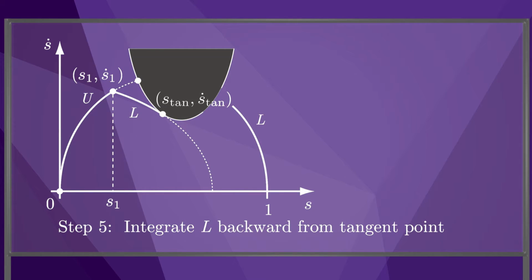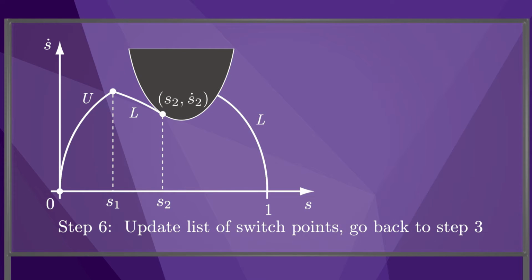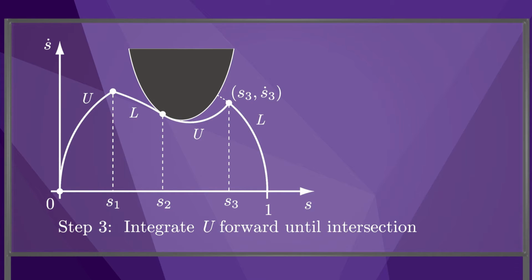In step 5, we integrate the minimum acceleration L backward from the tangent point until it intersects the previous u segment. This is the switch point s1 from maximum acceleration to minimum acceleration. States in the region shaded red would eventually collide with the velocity limit curve, so they have to be avoided. In step 6, we mark the tangent point as the switch point s2, where we switch again from minimum acceleration L to maximum acceleration u. We then go back to step 3, where we integrate u forward again. This segment will either intersect the velocity limit curve again, in which case we repeat the process just described, or it will intersect the final L segment and the algorithm is complete.